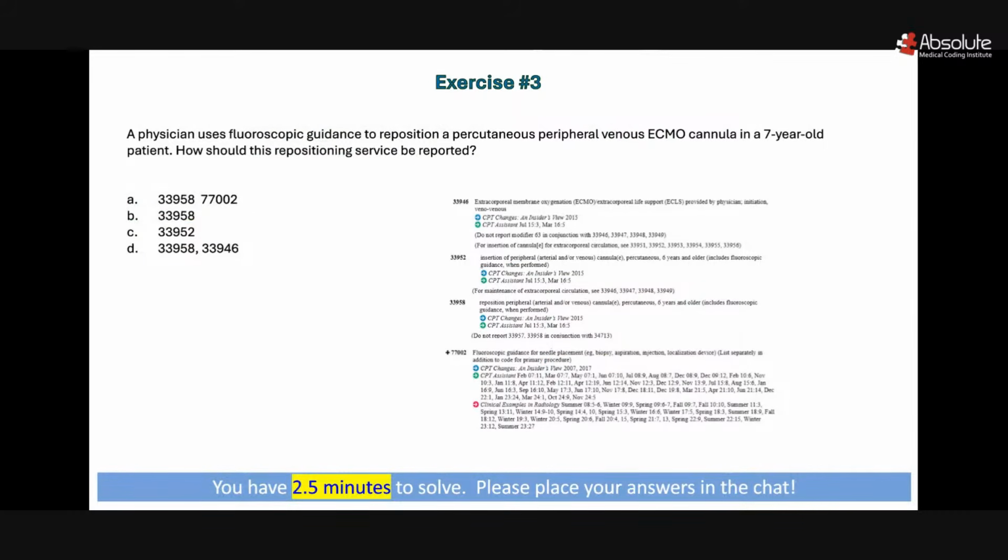Okay, next one. How should this repositioning service be reported? Option A, 33958 and 77002. Option B, 33958. Option C, 33952. Option D, 33958 and 33946. A physician uses fluoroscopic guidance for the repositioning of a percutaneous peripheral venous ECMO cannula in a 7-year-old patient. How should this repositioning service be reported? Coders, place your answers in the chat.